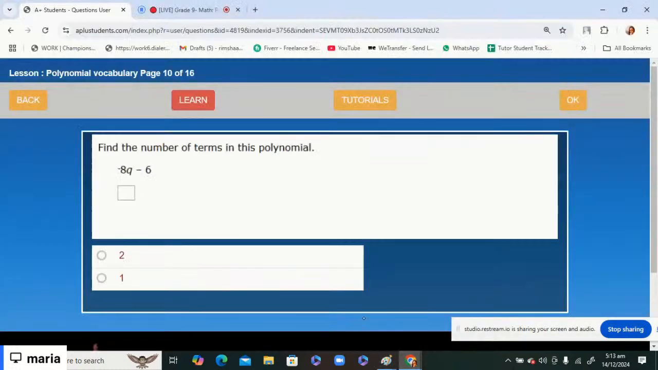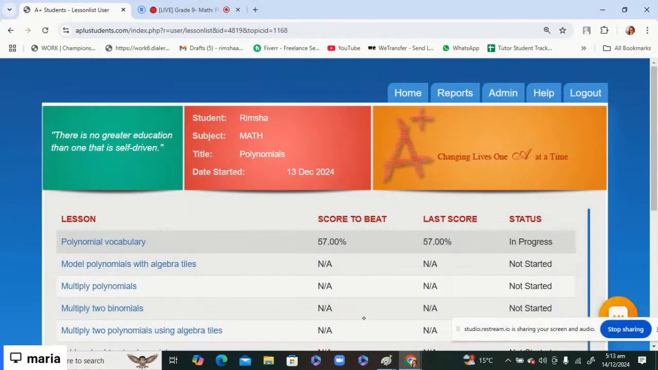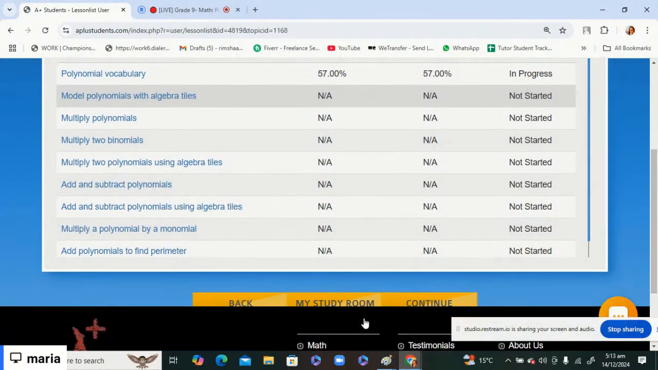Now let's do the next lesson. So you practice this lesson and solve the rest of the test questions by yourself. So the next lesson is model the polynomials with algebra tiles.